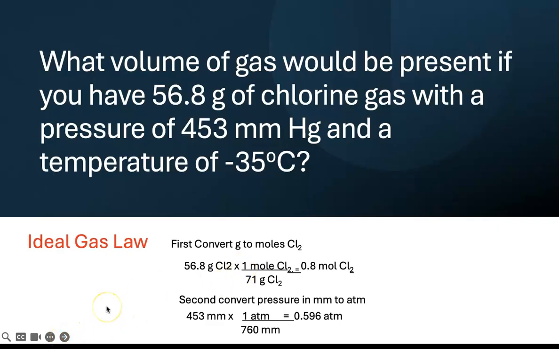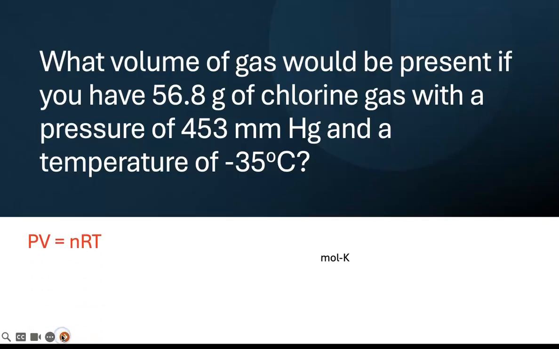So I took a look at my reference sheet. I could see that 1 atmosphere of pressure is 760 millimeters. And so I converted that. Then, of course, I converted my temperature to kelvins. And then, of course, I'm going to put all of that into the formula and attempt to solve for V.